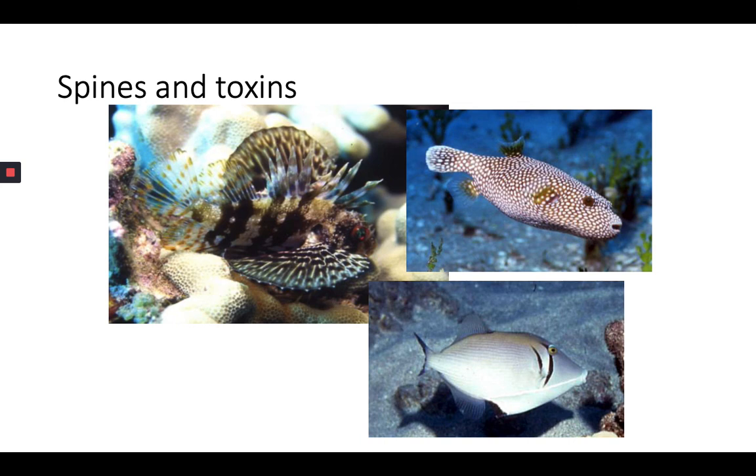Another strategy fish have for avoiding being eaten is to have spines or toxins. So this is a fish with spines. This is a Hawaiian lionfish, and it has these poisonous spines on its back. The puffer fish have toxin in them, and you've probably heard of this, the fugu of the sushi, where if you eat the wrong part you can die, and that is from the toxin that's in puffer fish.